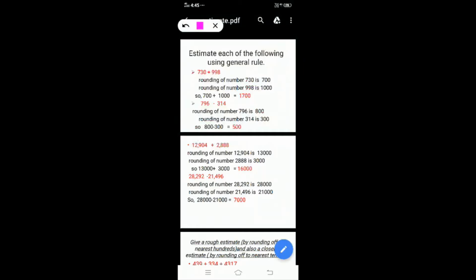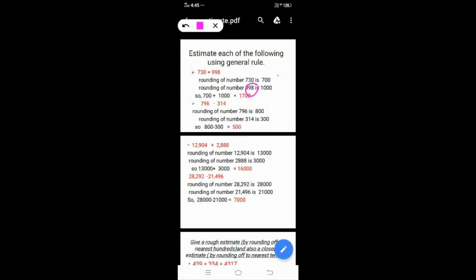You estimate each of the following using the general rule. This is our today's concept. Now, rounding of the number 730 is 700, because I already explained in the previous video that if you are rounding a number to the nearest 100, you have to see the last two digits, which are 30. 30 is less than 50, which means there is no change in the 100 place, and the ones and tens place will be 0. Okay, now see, the next number is 998.